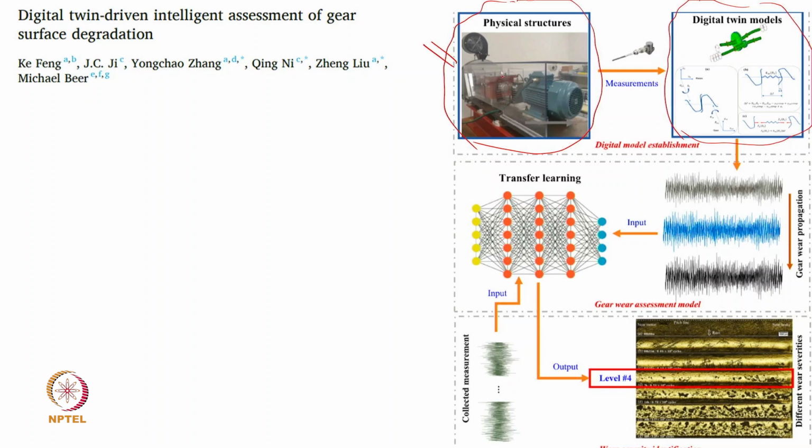This is a physical system. This is a digital twin, based on the digital twin model we have generated. We made a physical system.